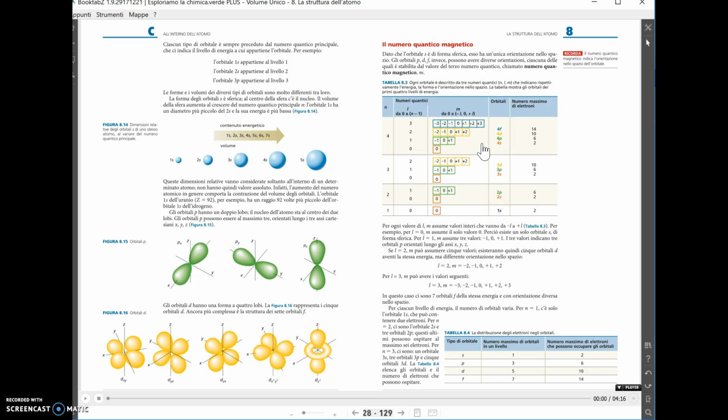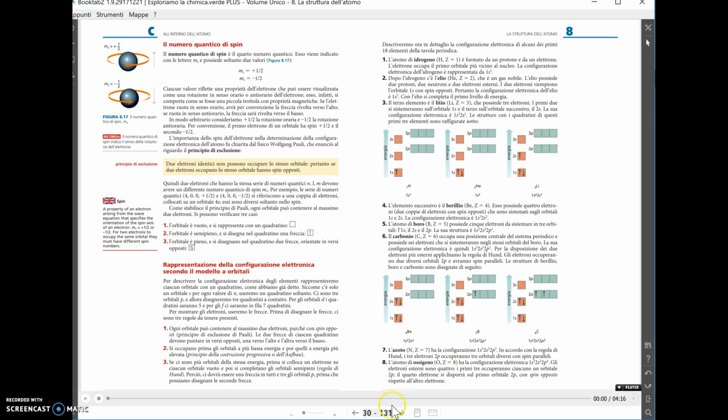The spin quantum number specifies the orientation of the spin axis of an electron. ms equals plus half or minus half. The Pauli exclusion principle states that no two electrons in the same atom can have identical values for all 4 of their quantum numbers. Therefore, no more than 2 electrons can occupy the same orbital, and the 2 electrons in the same orbital must have opposite spins.